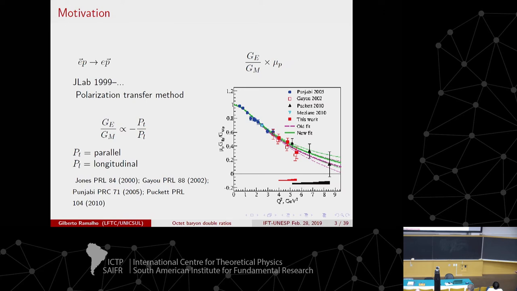There they developed a new method to calculate the ratio between the electric form factor and the magnetic form factor of the proton in vacuum. It was based on the polarization transfer method, where essentially they use electron-proton scattering, with the initial electron polarized and the final proton polarized. By measuring the parallel and perpendicular polarization of the final proton, they can calculate G_E over G_M. Some results are presented here, normalized by the magnetic form factor of the proton.